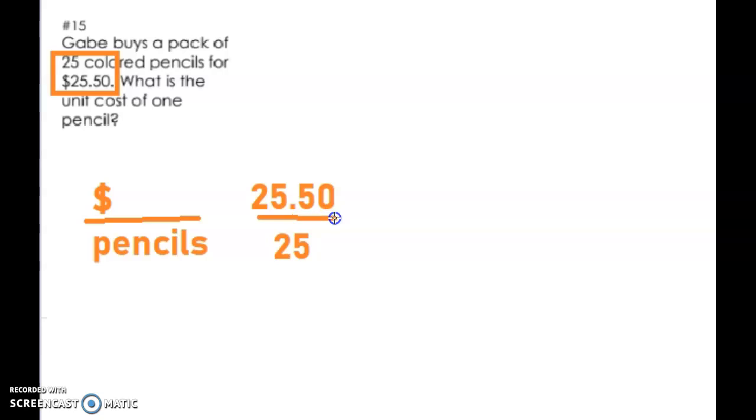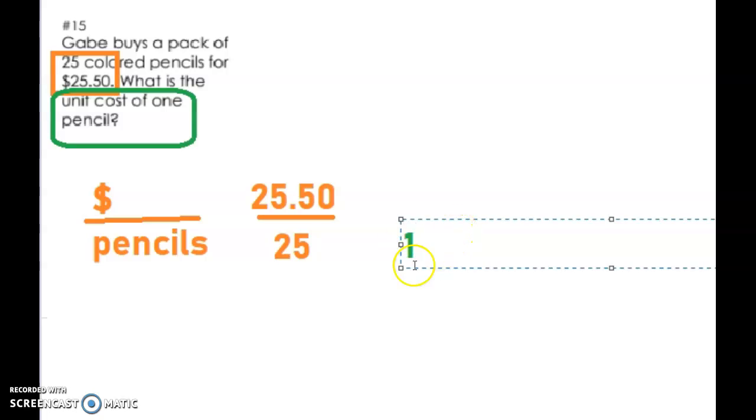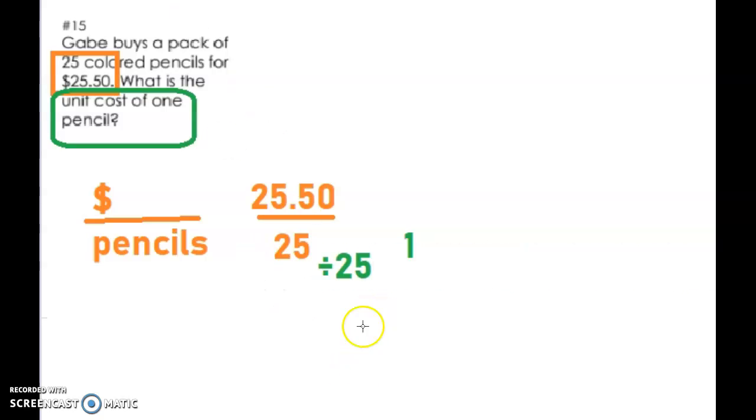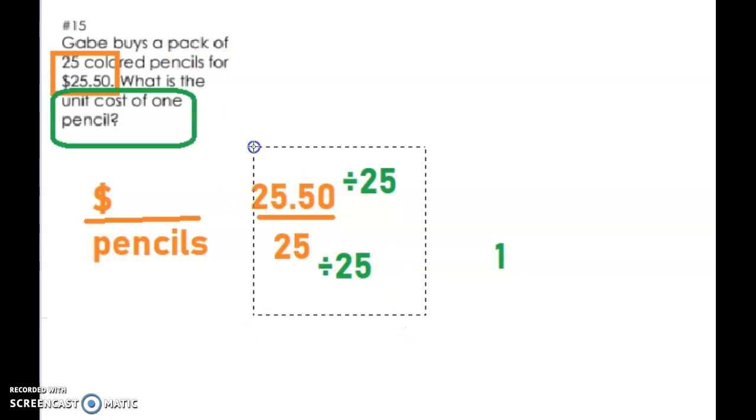So it's asking us to figure out how much it is for, let me put this in green, unit cost of one pencil, right? So now I know I need to turn my pencils into 1. So how do I turn 25 into 1? What did I have to do? I'm just going to divide by 25, right? And if I divide this by 25, I need to divide the top by 25. And then I'll have my unit rate. So let me move over this number real quick. And you can either work it out the long way, or you can use a calculator. This one doesn't look like it's going to be too difficult, so let's work it out the long way real quick.